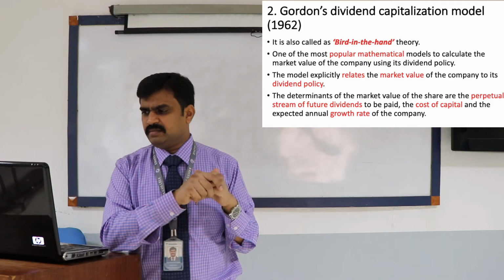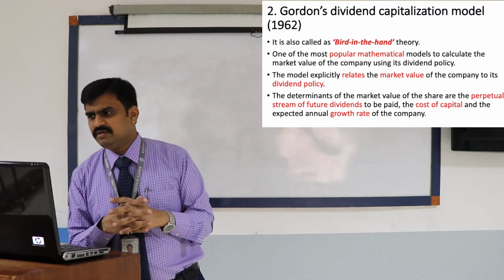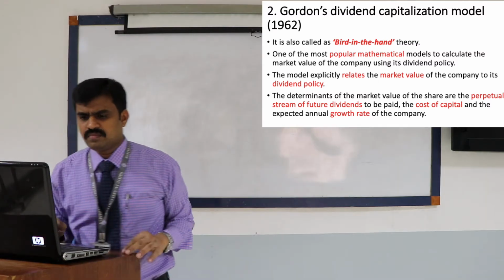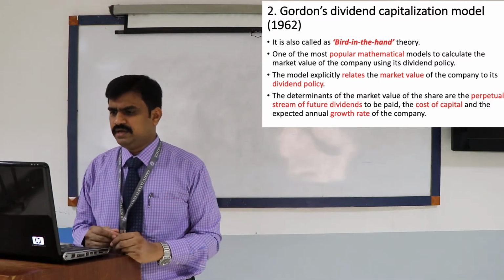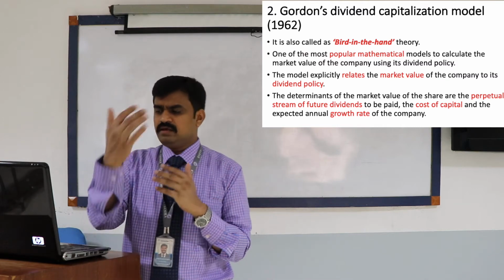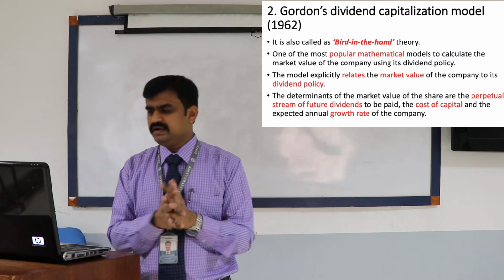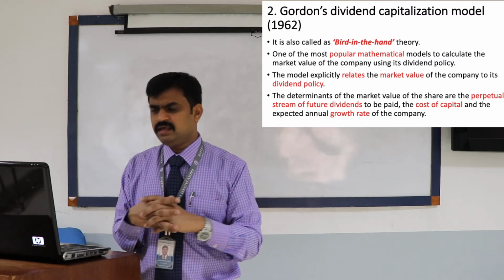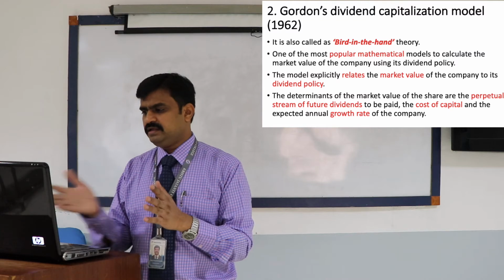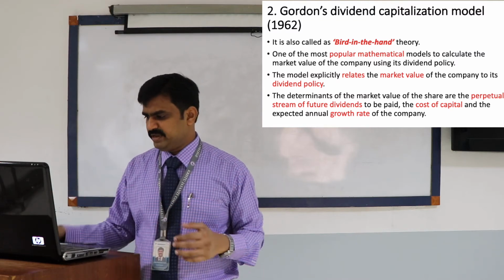The determinants of the market value of the share are the perpetual stream of future dividends, that is, the continuous stream of cash inflows in the form of dividends that will be paid in the future. The second determinant is the cost of capital, and the third is the growth rate of the company.